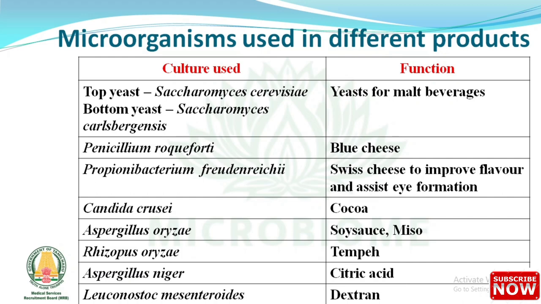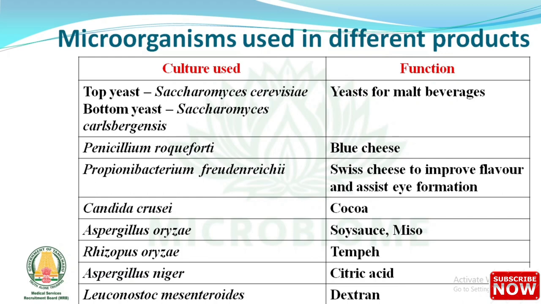And next, the microorganisms used in different products. Top is Saccharomyces cerevisiae, which is used for producing ale. And bottom is Saccharomyces carlsbergensis, used for the production of beer. And Penicillium roqueforti for blue cheese. Propionibacterium freudenreichii for Swiss cheese to improve its flavor and assist eye formation. And Candida krusei is for cocoa.